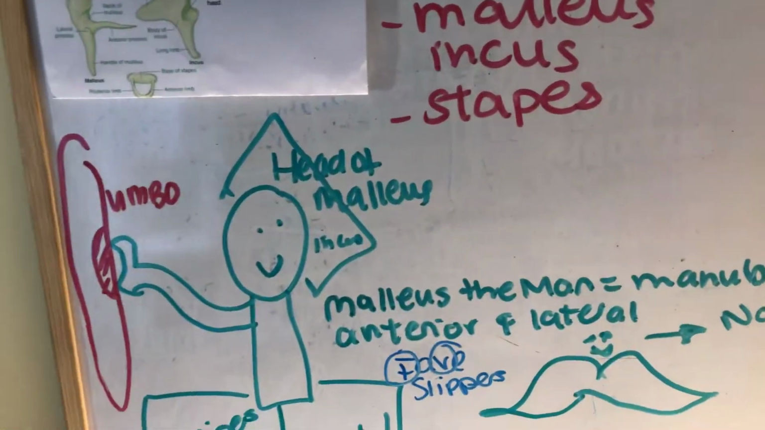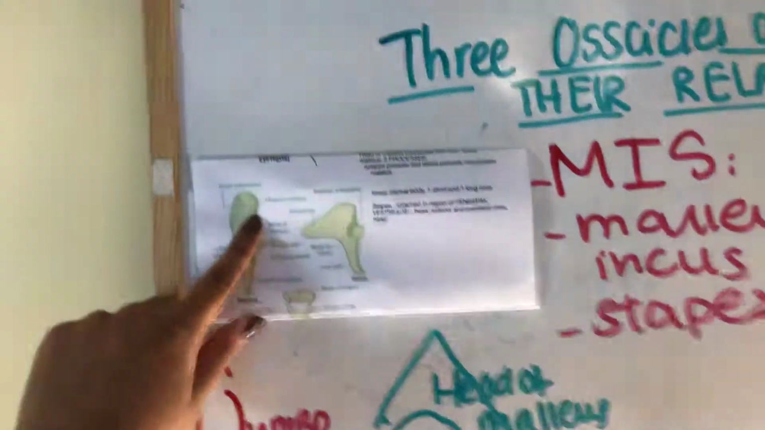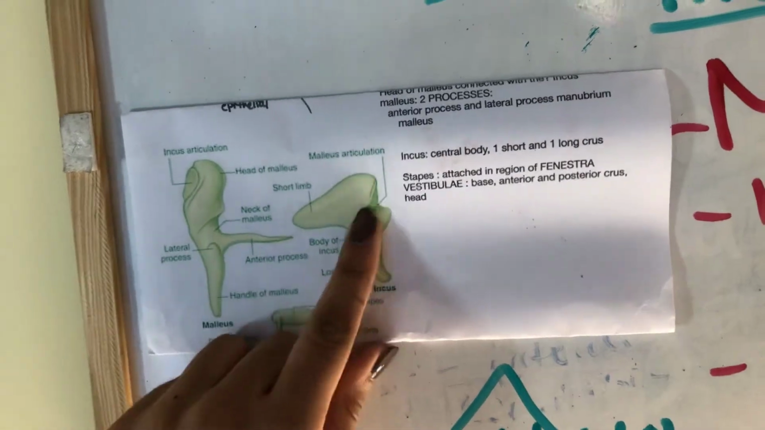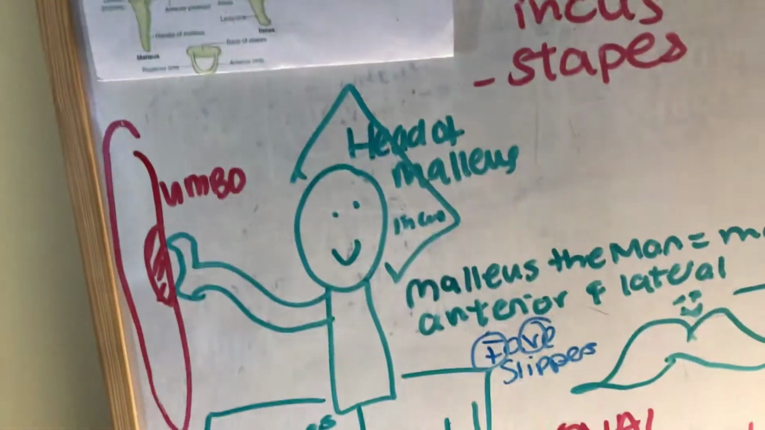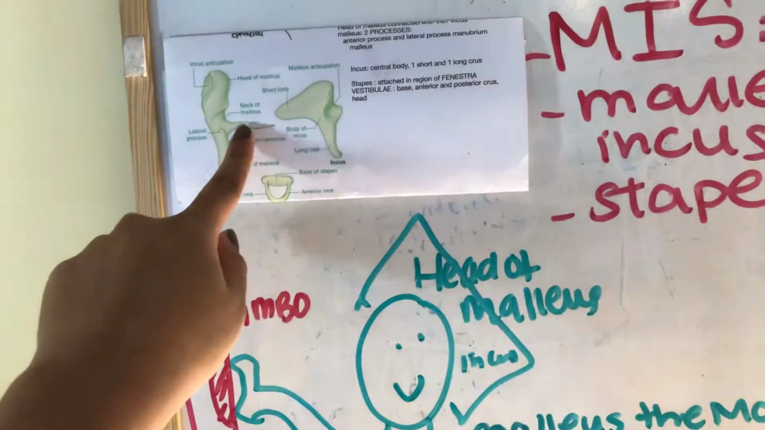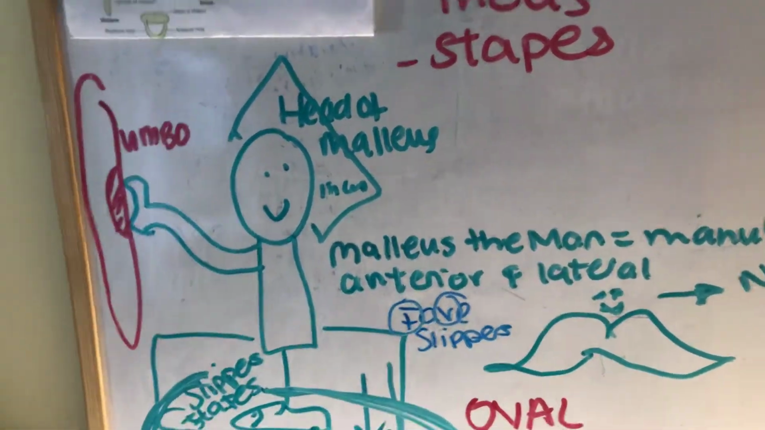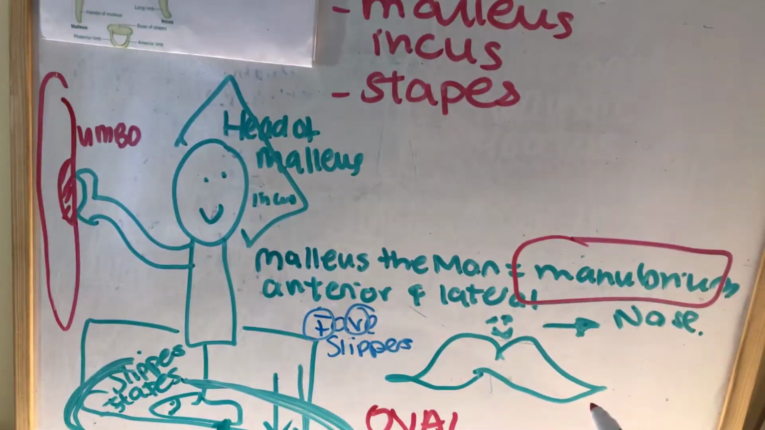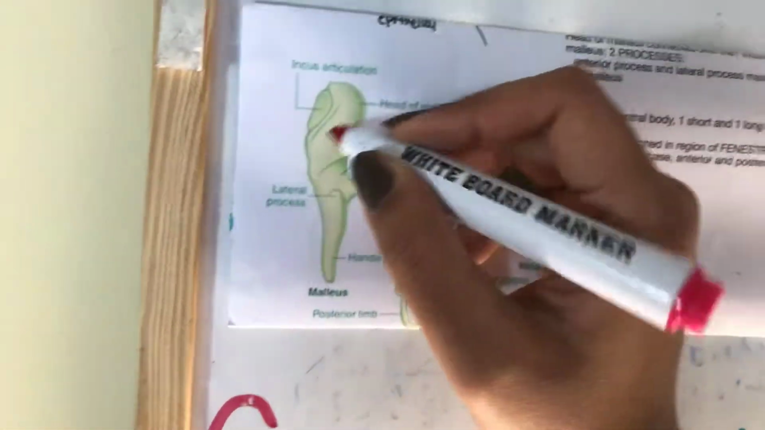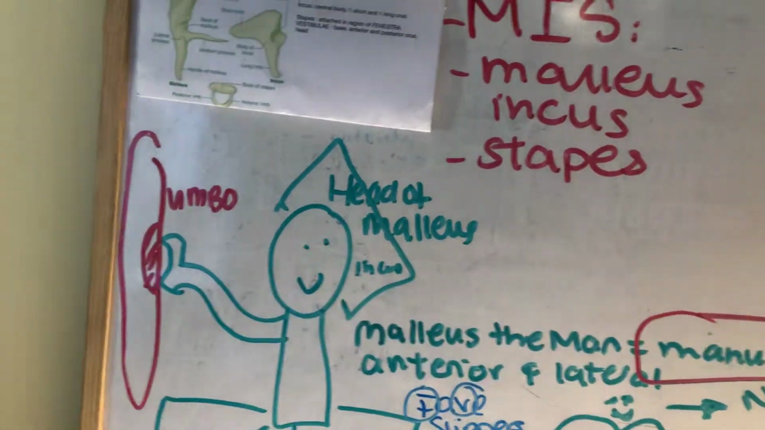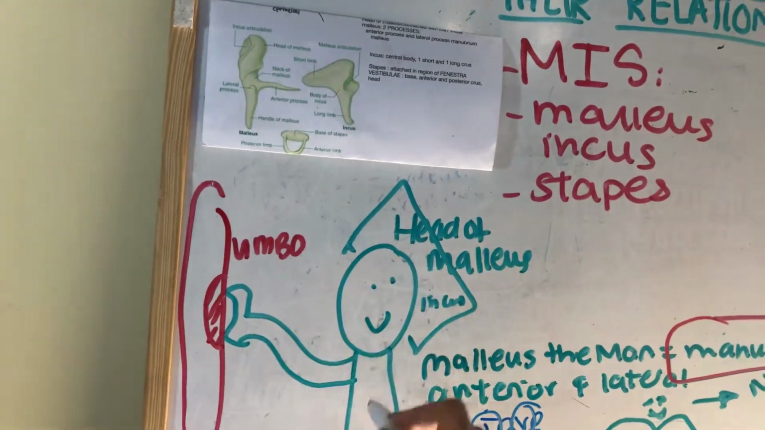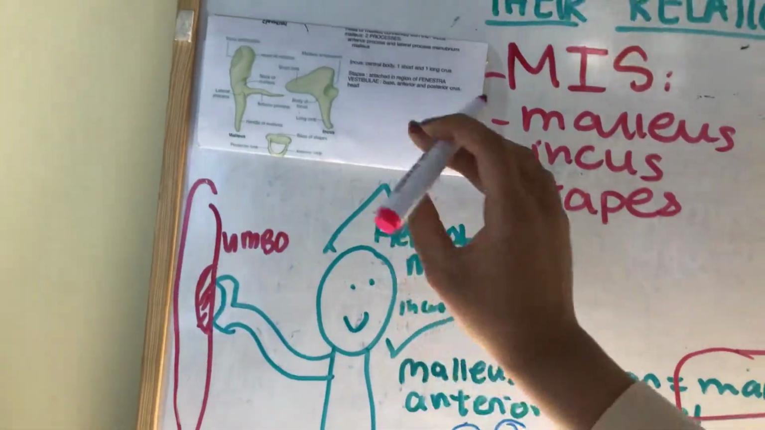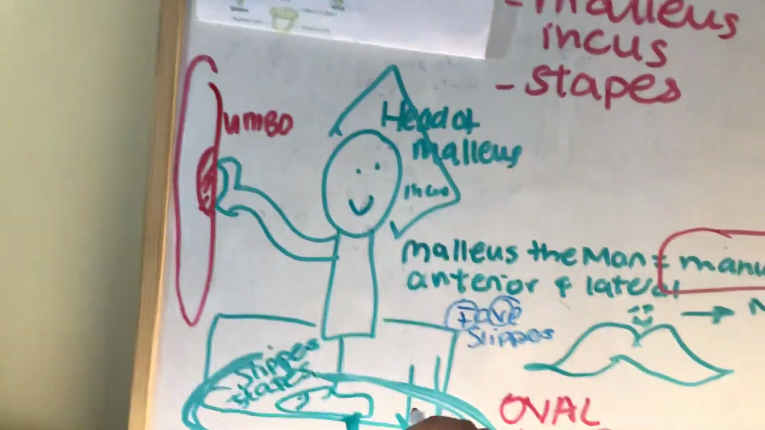Now the head of malleus rests on the incus, so actually the head of the malleus articulates with the incus. So here would be where the head of the malleus would go. Okay, now it looks like malleus has a big nose here, but I didn't draw that in my analogy. Remember malleus the man, and that reminds you that malleus does indeed have a manubrium. Now it's not here, but I think it's the body of the malleus. Now, the malleus has a handle, a head, and the malleus rests its head on the incus. Okay, done. We can talk about the incus in a bit.